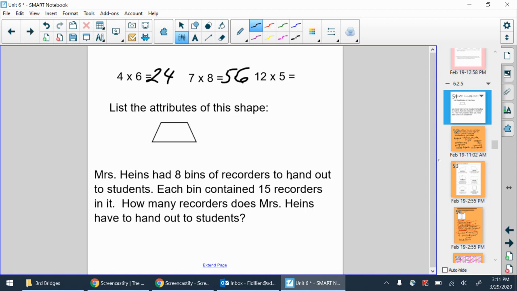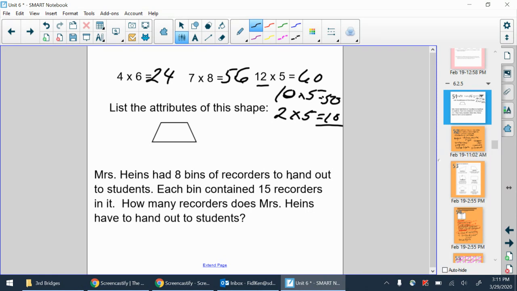12 times 5. Now here's one of those higher number ones. So some of you might have memorized your 12 facts, or you could count by 5s 12 times. Or another thing we could do is we could split up that 12 by its place values. So one thing I like to do is split that 12 up into 10 and 2, and then multiply each section by 5. So 10 times 5 and 2 times 5. And 10 times 5 is 50, and 2 times 5 is 10. And then I add 50 plus 10 is 60. 12 times 5 is 60.